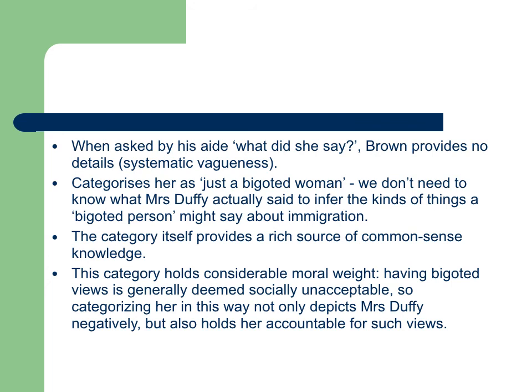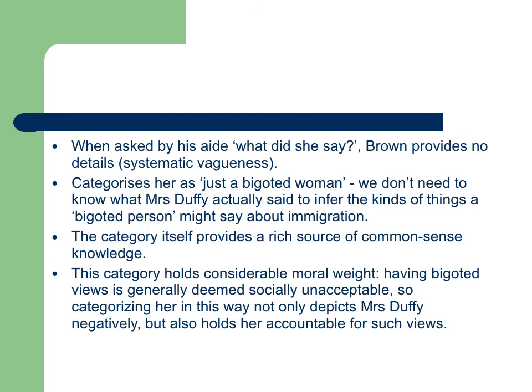So when Gordon Brown was asked by his aide, what did she say, he provides no details, sort of, we can call this a form of systematic vagueness. But what he does do is to categorise her as just a bigoted woman. Now, we don't need to know what Mrs. Duffy actually said to infer the kinds of things a bigoted person might say about immigration. And I have to add that that's one of the things that's not shown in the video, that she was previously talking about all the immigrants that were coming to the UK. She was complaining about them taking British jobs away.